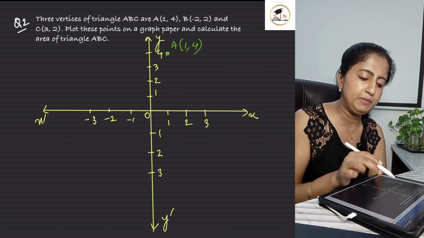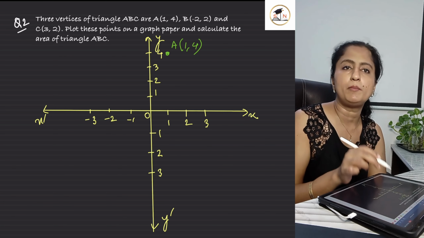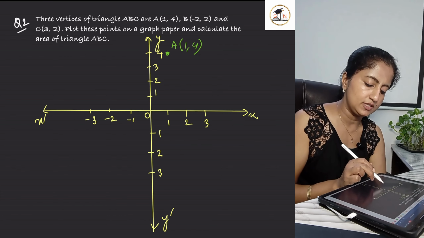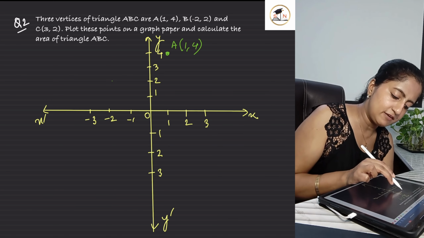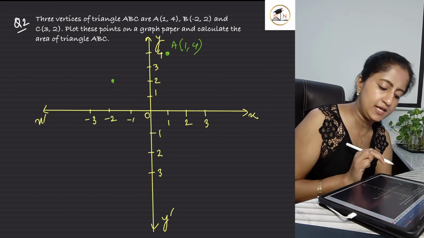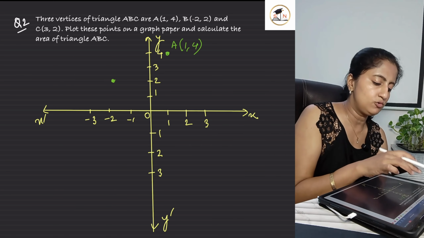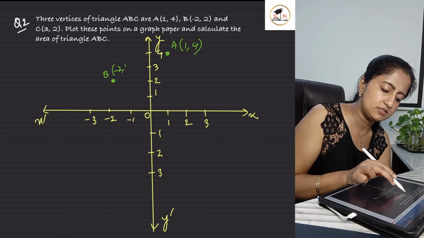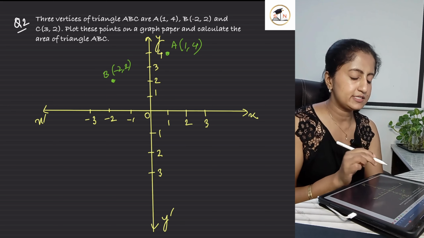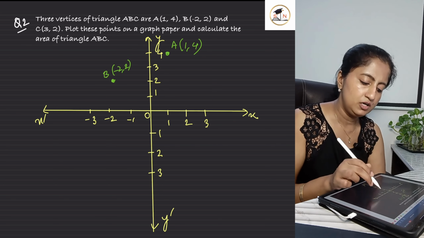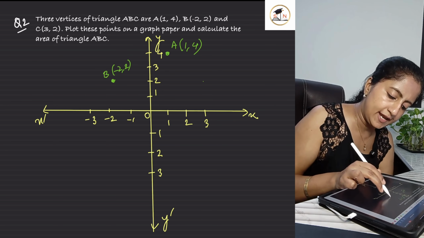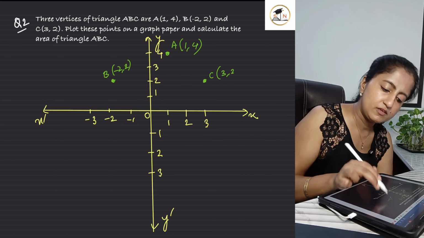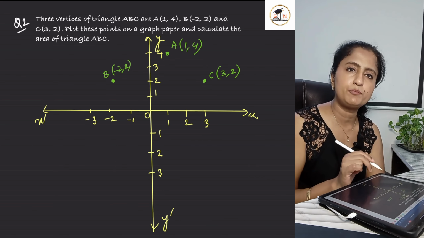Then we need B, which is minus 2, 2. Now, minus 2 is on the x and 2 is on the y. So positive y, that means we get the point in the second quadrant, right? This is B, and writing down its coordinates. The last is C, which is 3, 2. So we have it again in the first quadrant, C over here, right? We got all the 3 points.